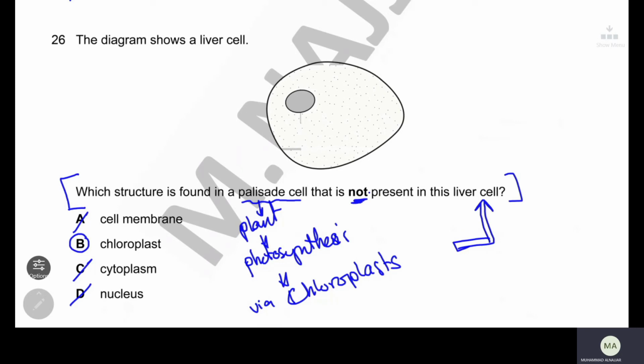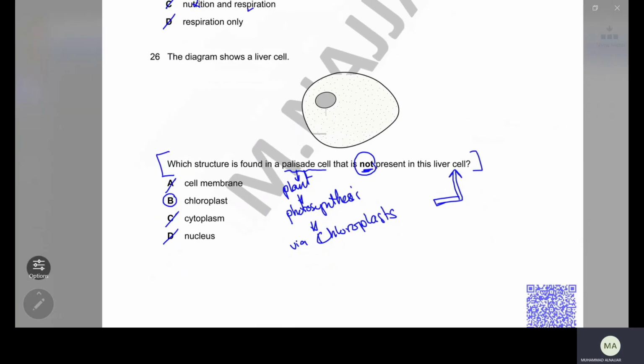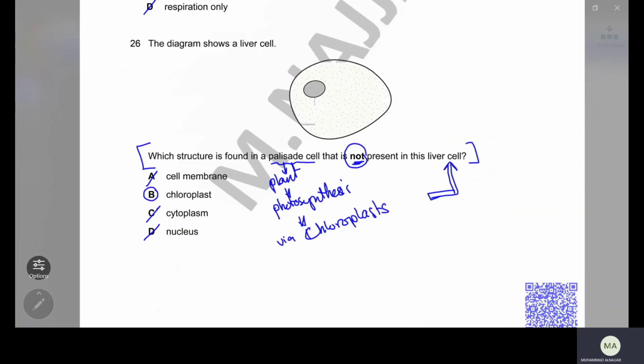And here it's mentioned "not". So the only thing that is found in the palisade and not present in the liver cell is chloroplast. So we are copying the question stem. Our answer is related to the question stem. Let's go for the next question. The next question is on the next page.